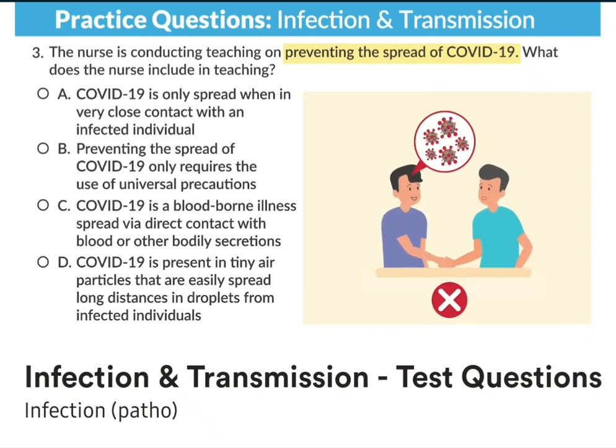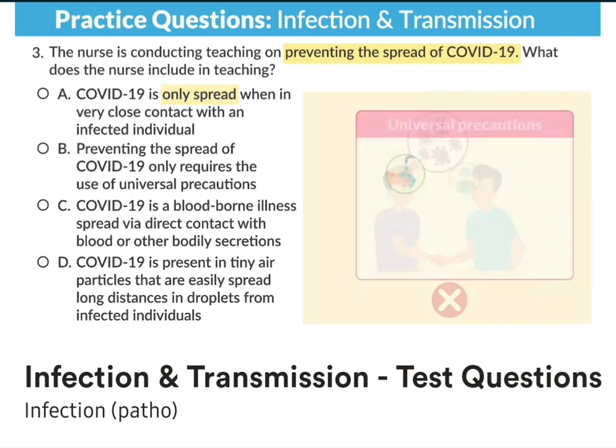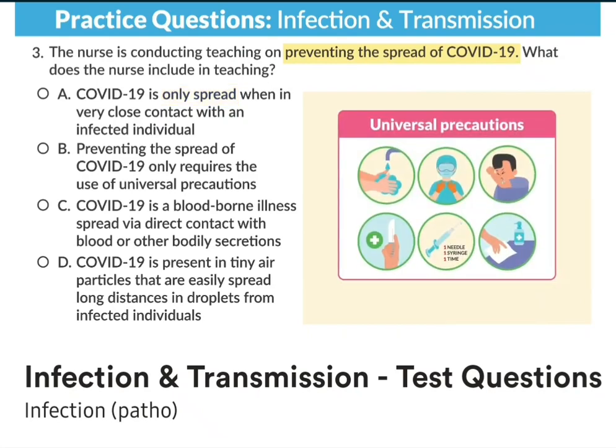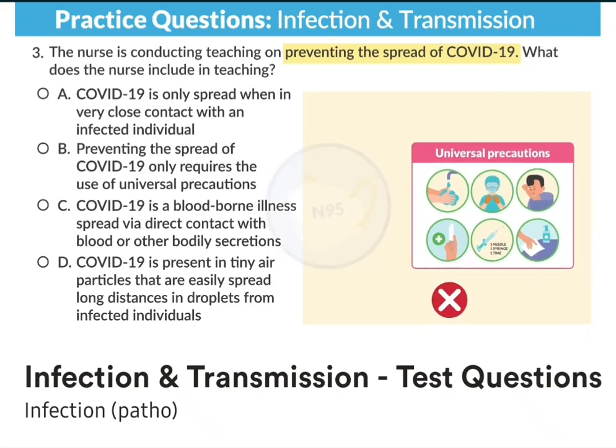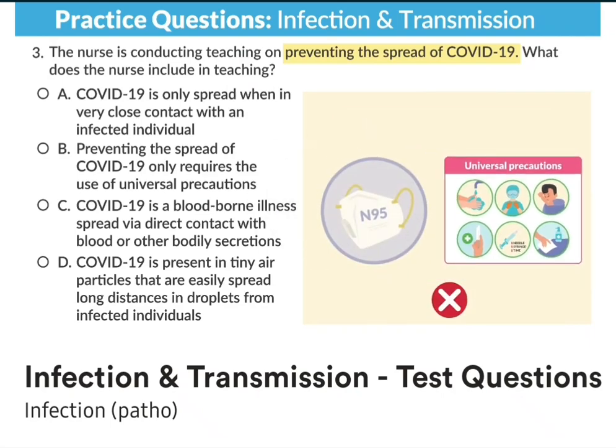Actually, no. Watch out for those key terms. Only. So only spread with very close contact. This option says nothing about airborne, so it's wrong. Now, option B, preventing the spread of COVID-19 only requires the use of universal precautions. No, once again, the question says nothing about airborne precautions like an N95 mask. Universal precautions is not specific enough to be correct.